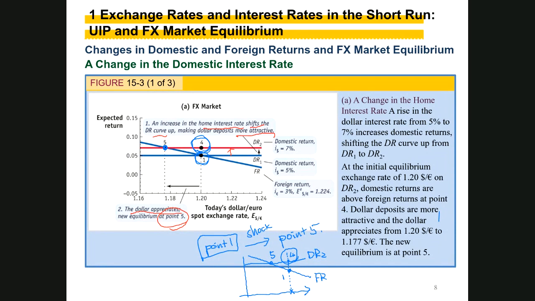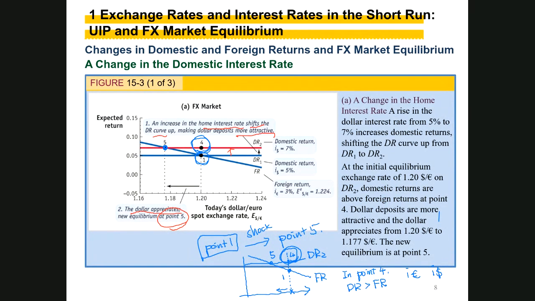So at 0.4, DR is larger than FR, right? So if the foreign and the domestic returns remain the same, this is not going to be the equilibrium. So the only thing that you could change is the exchange rate, right?